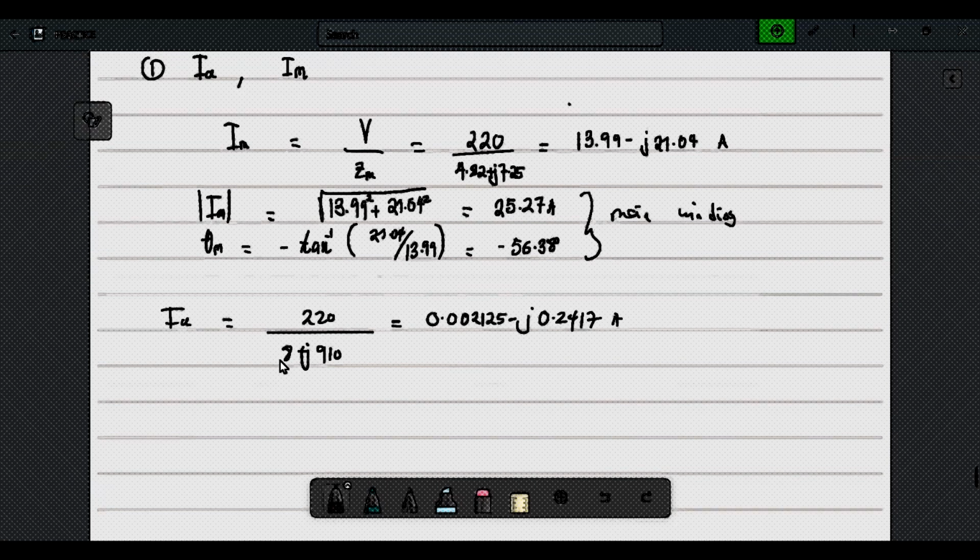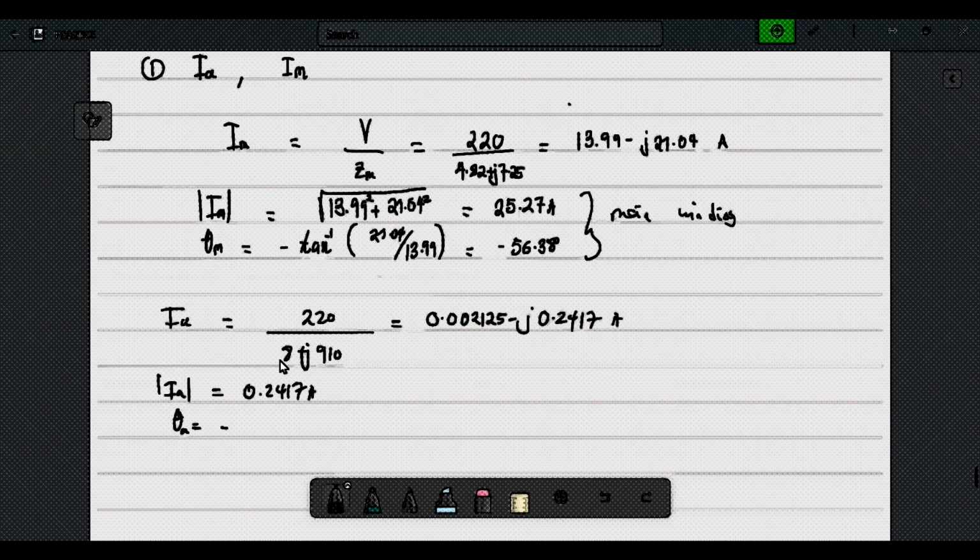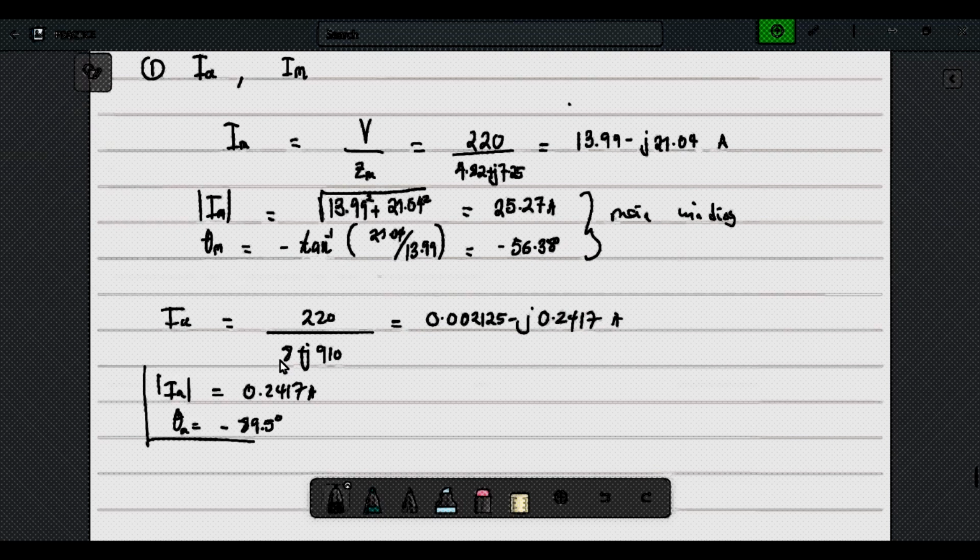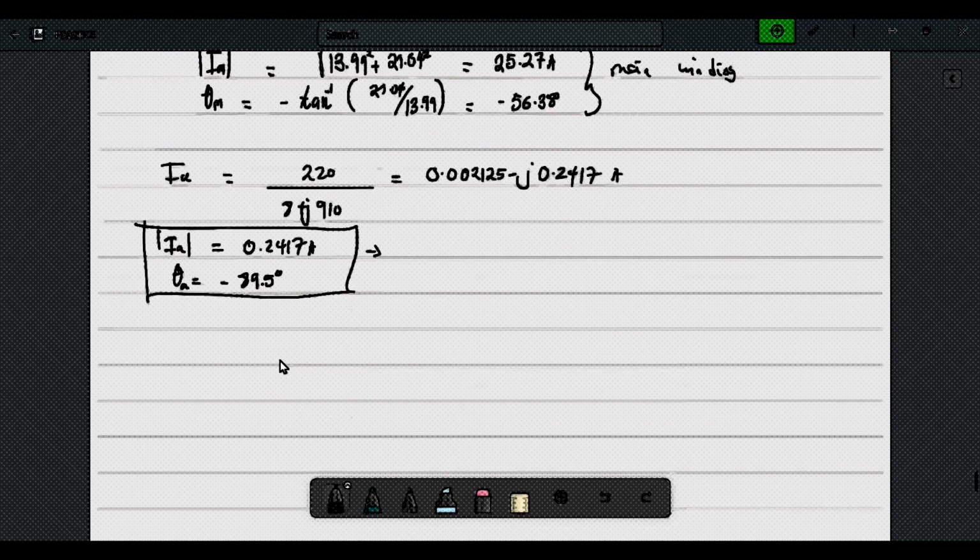And of course, you can find the magnitude of this, just like I did before. So if you do that, you find that the magnitude of that is simply equal to 0.2417 amps. And then the phase, you repeat the process, phi A, take the tan inverse of imaginary over real, you'll be able to get negative 89.5 degrees, right? So you have the magnitude as well as the angles. So that's the end of the first part of the question.